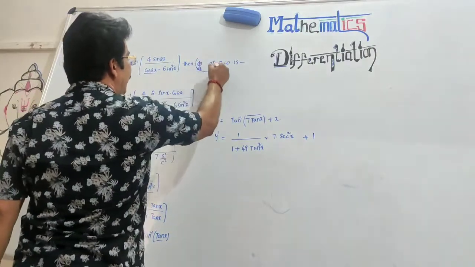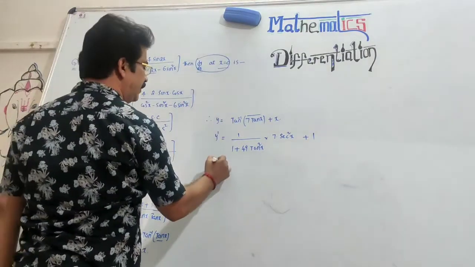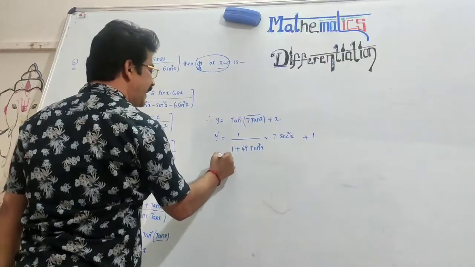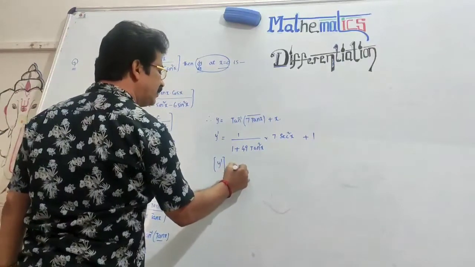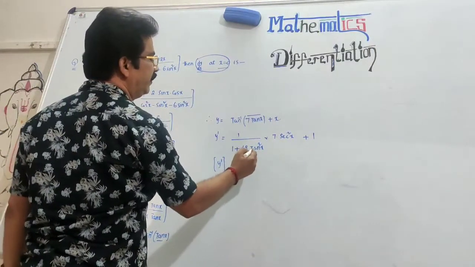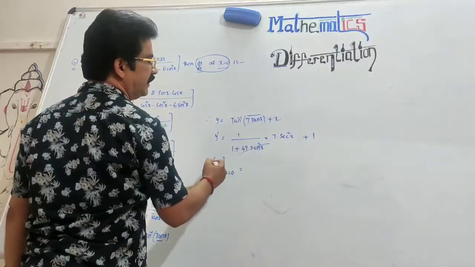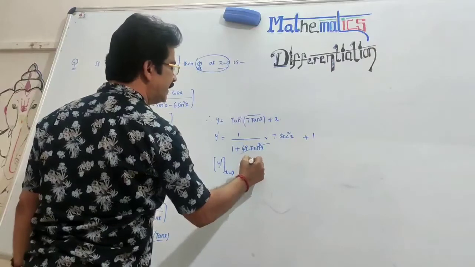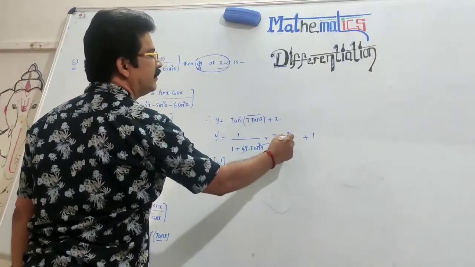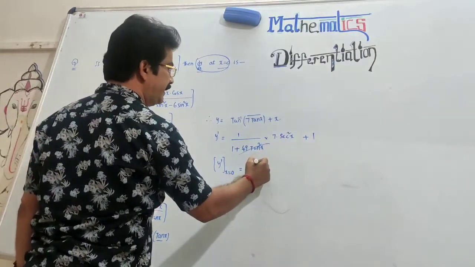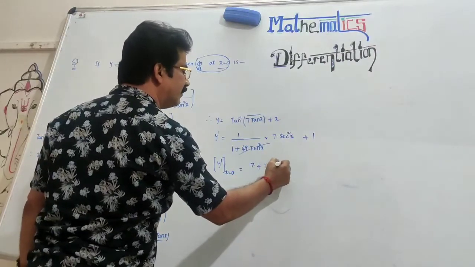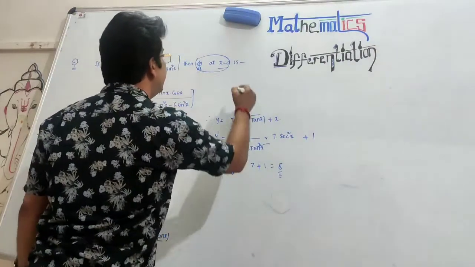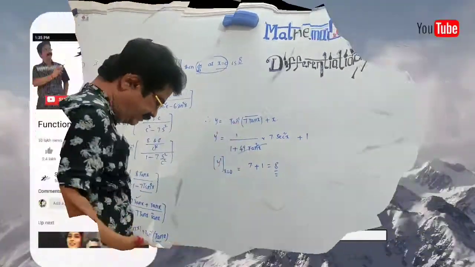What is the question? y dash at x equal to 0. So therefore y dash at x equal to 0. Here put x equal to 0. Then tan x will become 0. So 1 by 1 plus 0, 1. So 7 into secant square 0 means 1. So 7 into 1 plus 1, that is equal to totally 8. The answer is 8. Hence the problem.